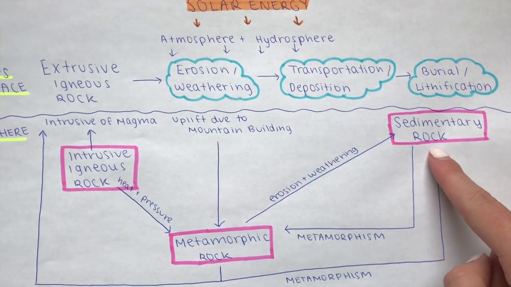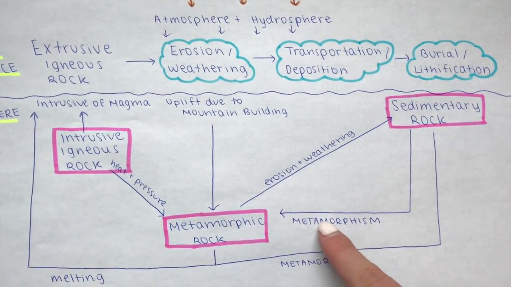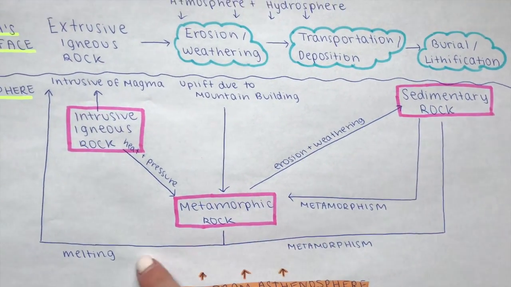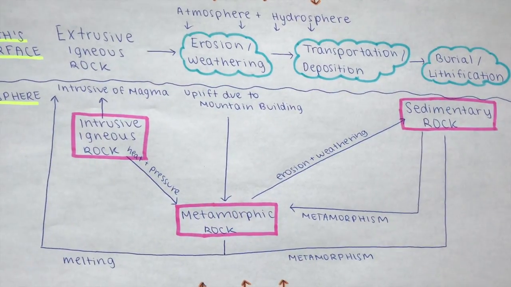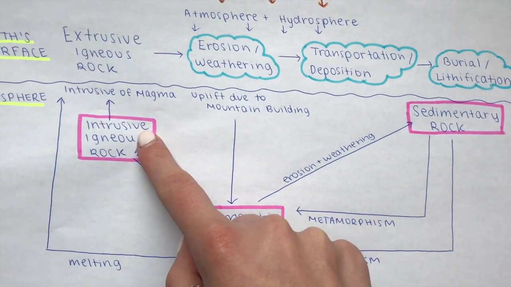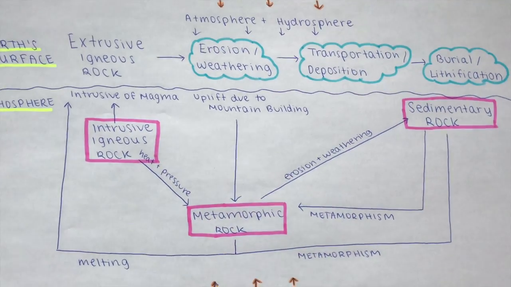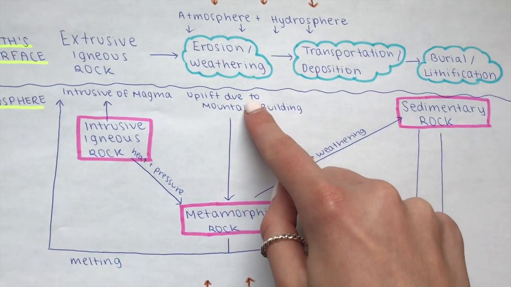From here, sedimentary rock is able to form metamorphic rock through a process called metamorphism, which is heat and pressure, or go through melting to form magma, which cools to form extrusive igneous rock. Intrusive igneous rock reaches the surface of the Earth through eruption of magma, and metamorphic rock reaches the surface of the Earth through uplift due to mountain building.